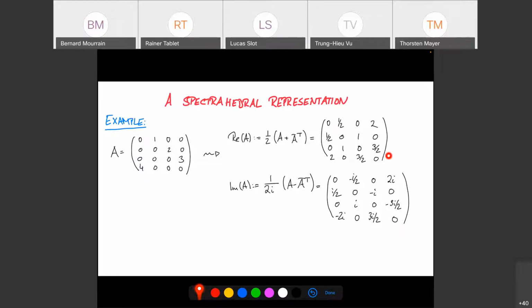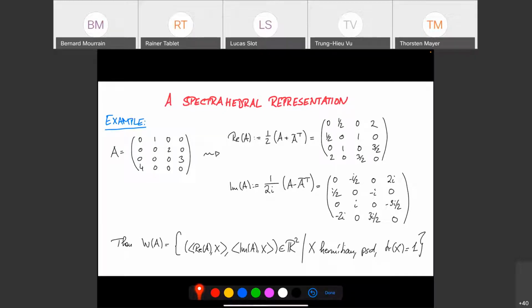This I will call the real part of the matrix, and the imaginary part, analogously, I do 1/2i times A minus A star, and I get this matrix. And now I can write this in real coordinates, right? Now I can write this map, take AX for every Hermitian X that's PSD and has trace 1, in real coordinates like this.